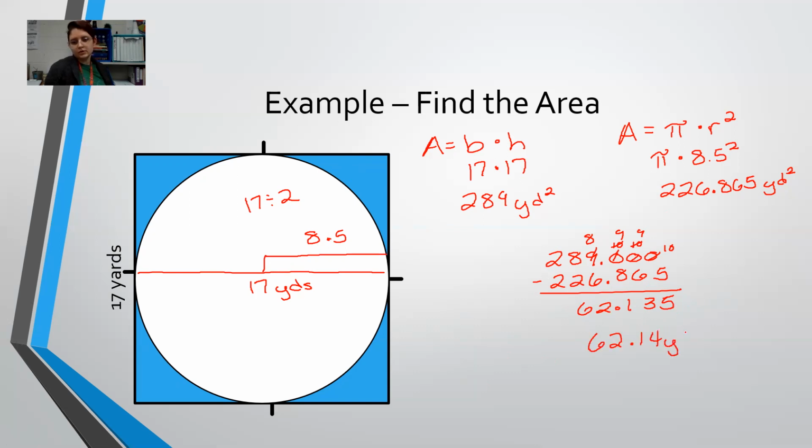62.14 yards squared. And that's how you can use area formulas to find the area of composite 2D figures.